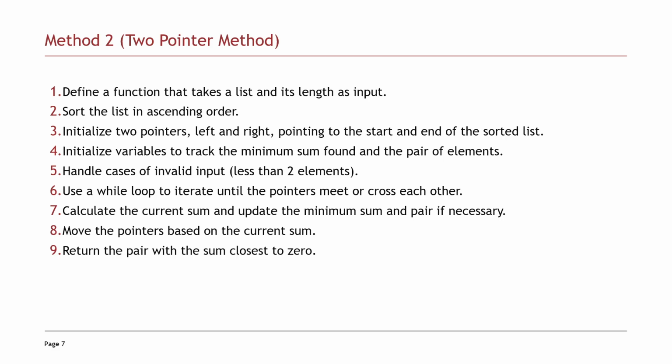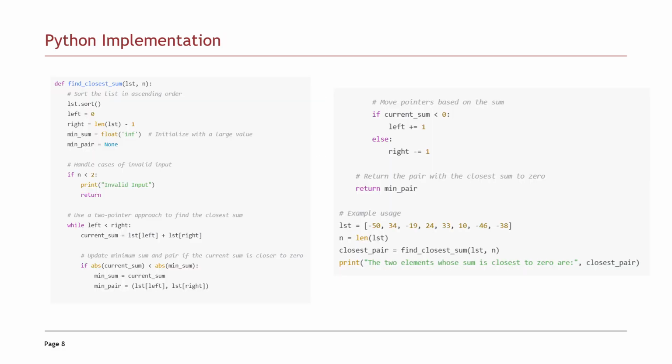Let us look into its Python implementation. So first of all, we'll set up the find close sum function. We'll define that function to find two elements in a list whose sum is closest to zero using a two-pointer technique. We'll first of all sort the list and then start initiating the values like the way I have discussed in the previous slides. We'll look into the input and observe whether the list has fewer than two elements, it returns invalid input. Then we'll move ahead with a two-pointer loop.